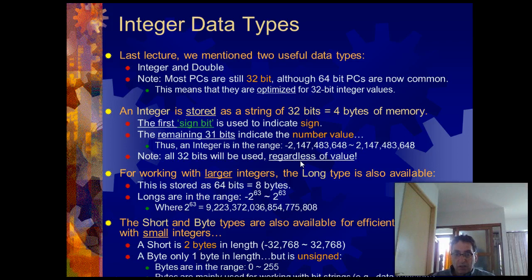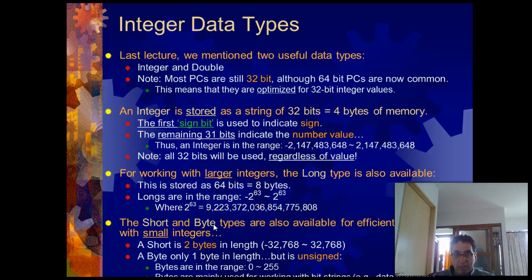For working with larger integers, the long type is also available. This is stored as 64 bits or 8 bytes. Longs are in the range from here to here, so it's much bigger than before, where 2 to the 63 equals this, actually. So it could be minus this up to plus this.